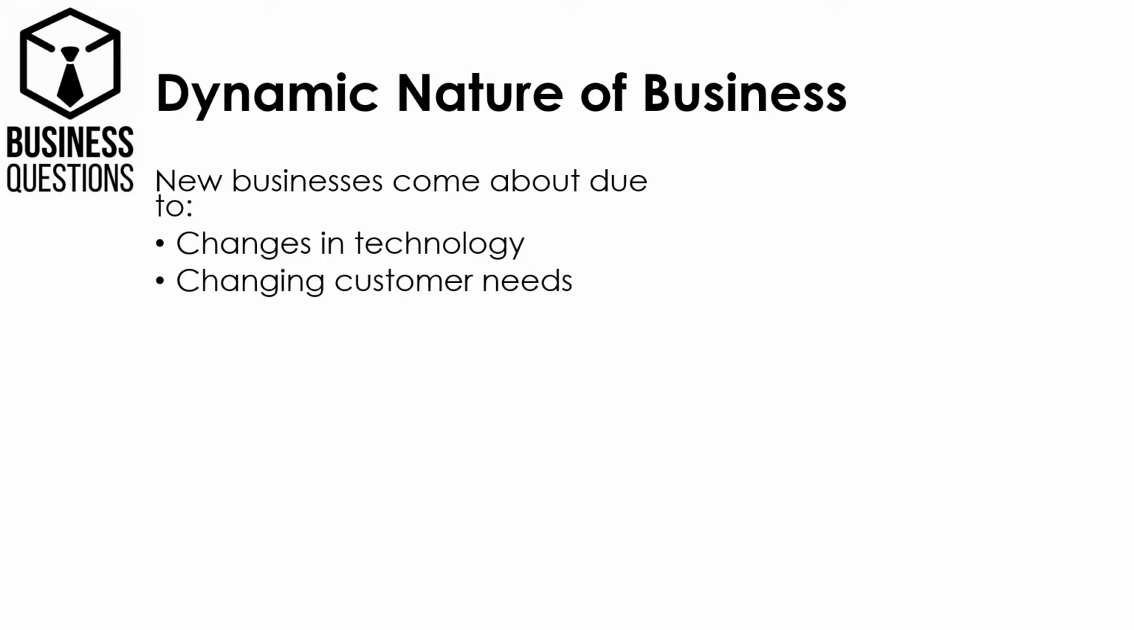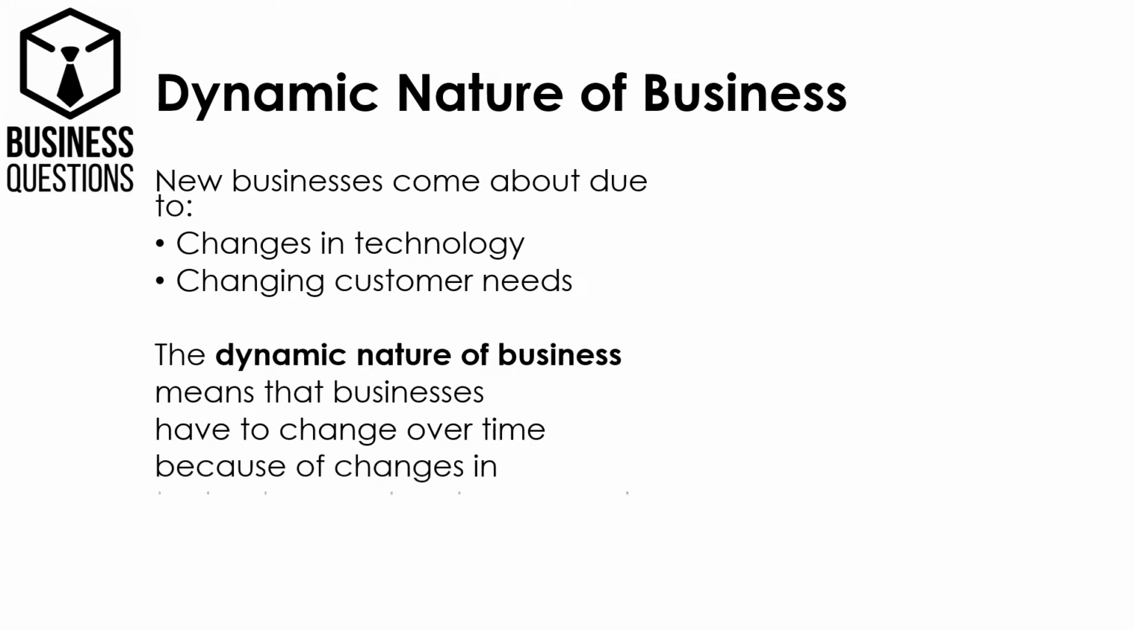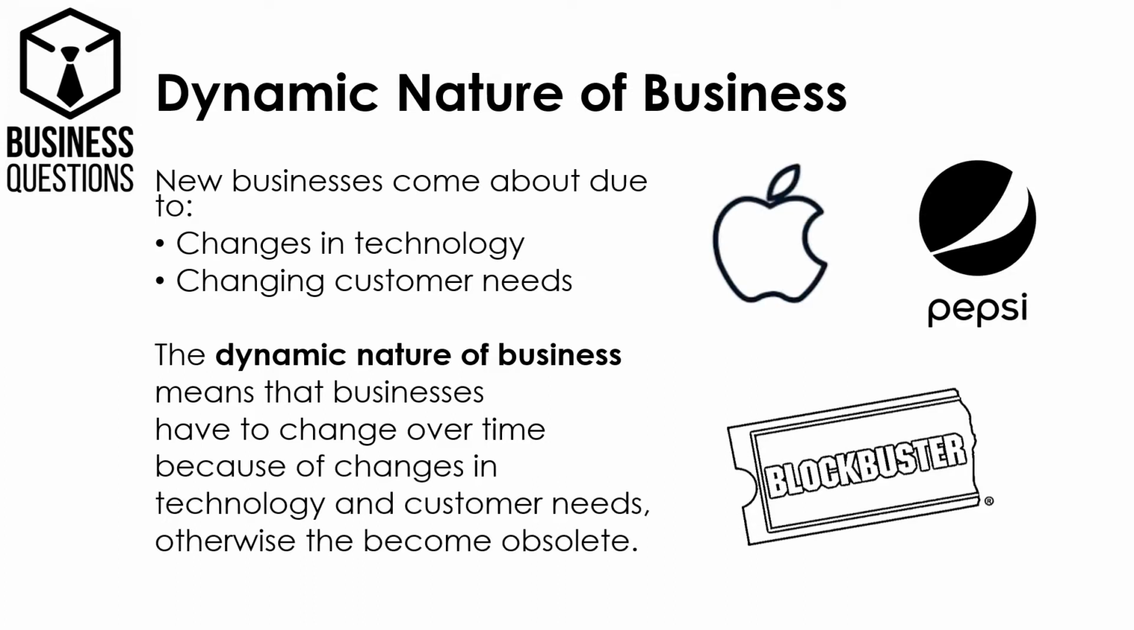Business is changing all the time, and this is called the dynamic nature of business. So new businesses come about due to changes in technology primarily and changing in customer needs. For example, with cola and Pepsi, because people don't like to have too much sugar in their diets anymore, they want sugar-free, so that market has been increased, and there'll be new products with sugar-free drinks coming out more and more.